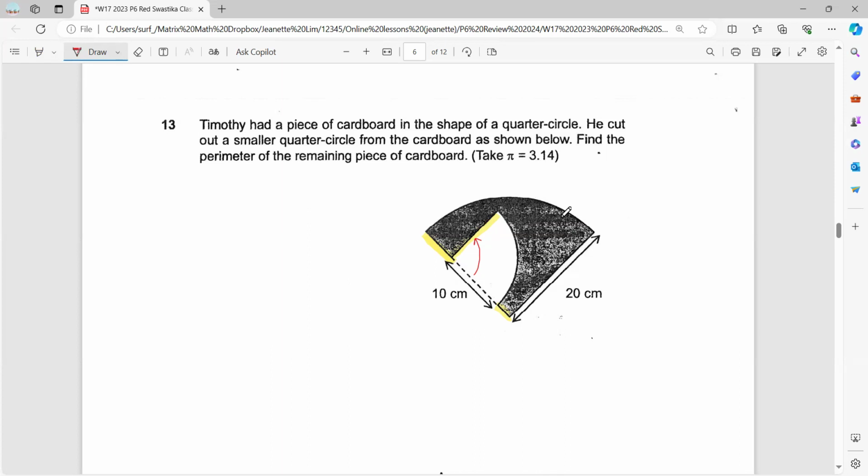Okay, so the arc of the big quarter circle plus 20 plus 20 and plus the arc of the smaller quarter circle. So two things are unknown: the arc of the bigger quarter circle, and the arc of the smaller quarter circle. So let's find these two things. To find the arc of the bigger quarter circle, I need to use diameter, because it's pi times diameter. What's the diameter? 20 is the radius. So the diameter has to be 20 times 2.